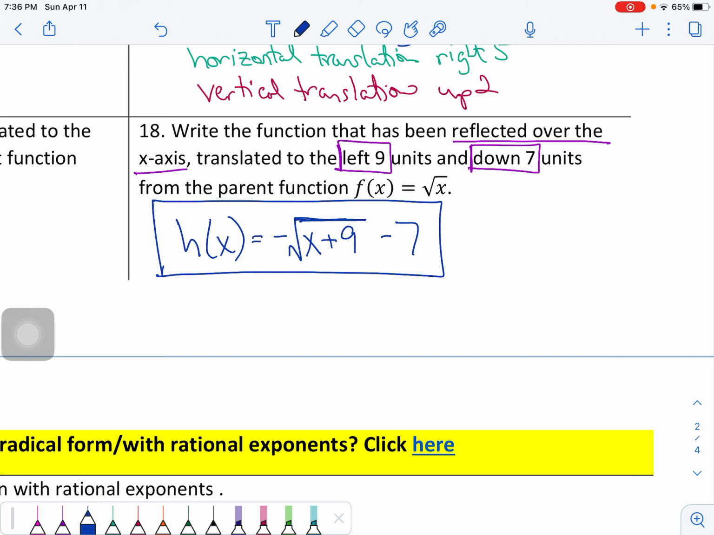So this particular page was all about finding those inverses algebraically and then all about transformations. If you have any questions or concerns, please let me know.